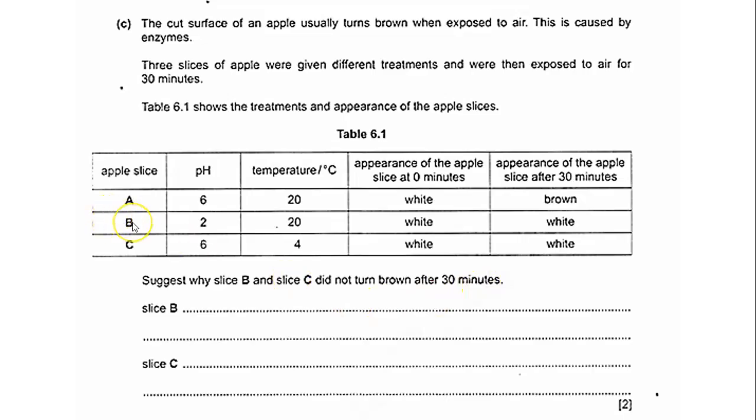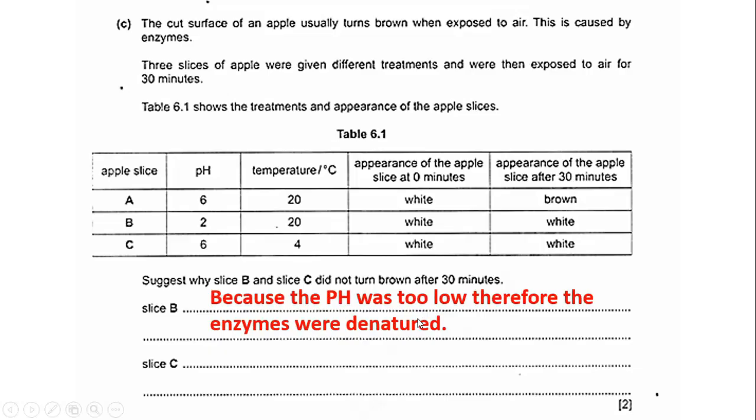So here let's look at slice B. What do you see? You see pH 2. So the treatment here was decreasing the pH dramatically to 2. This is an acidic pH, but the temperature was not changed. And the result was that the color did not change, which means that the enzyme was denatured. Yes, because the pH was too low, therefore the enzymes were denatured.